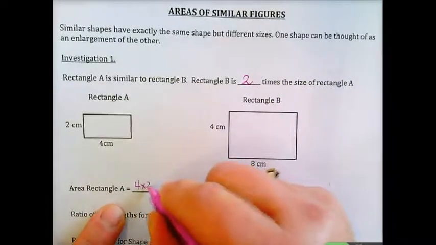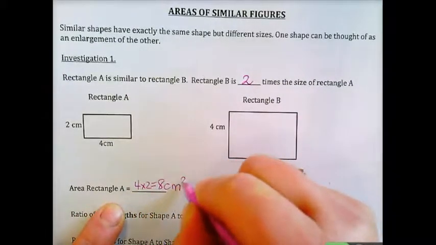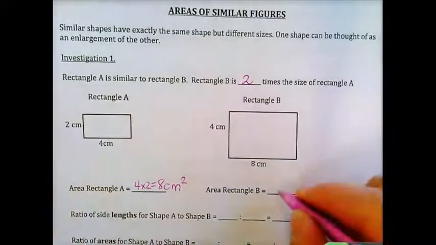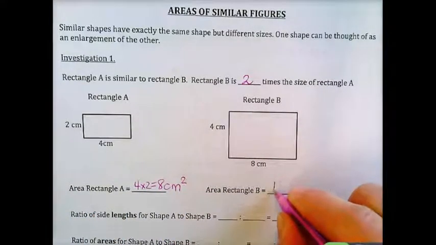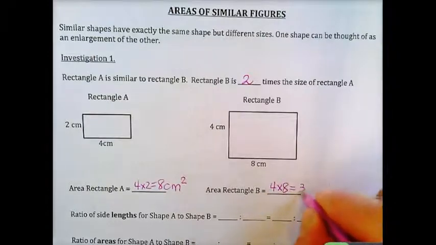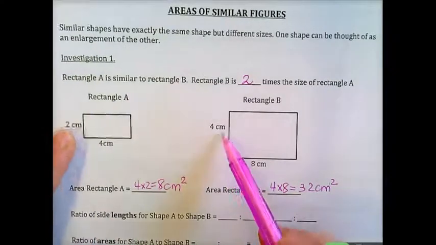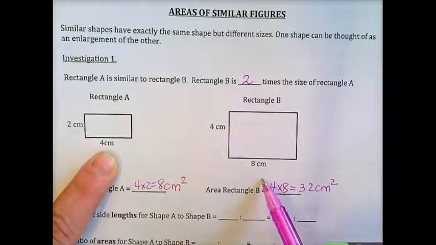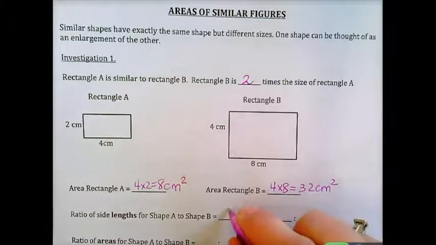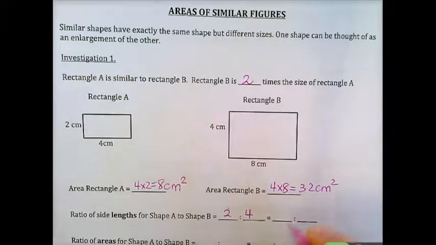All right, can I have the area of rectangle A, please? So it's 4 times 2, which is 8 centimetres squared. Can I have the area of rectangle B, please? 4 times 8, which is 32 centimetres squared. So the ratio of the side lengths for shape A, I don't mind which sides you choose. You can do 2 to 4 or 4 to 8, as long as they're matching or corresponding sides. What's the ratio of the side lengths? Yes. Whether you did 2 to 4 or 4 to 8, you can divide them both by 2 and we get the ratio of the side lengths is 1 is to 2.